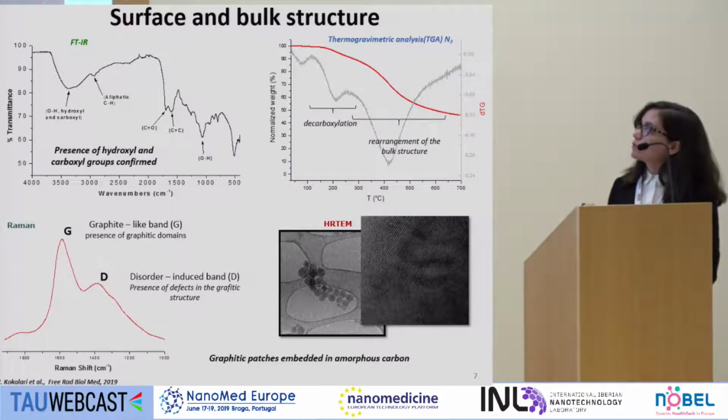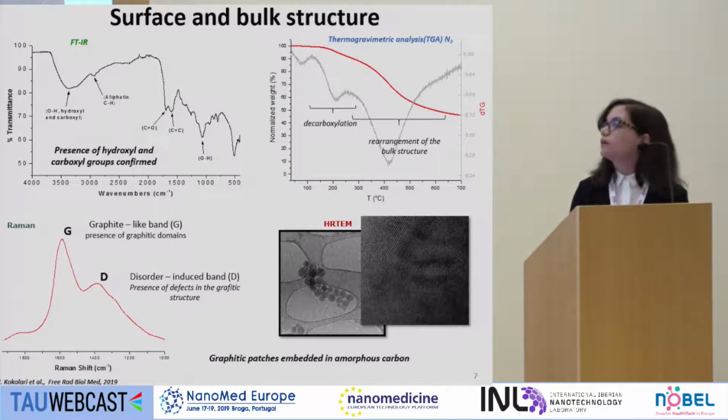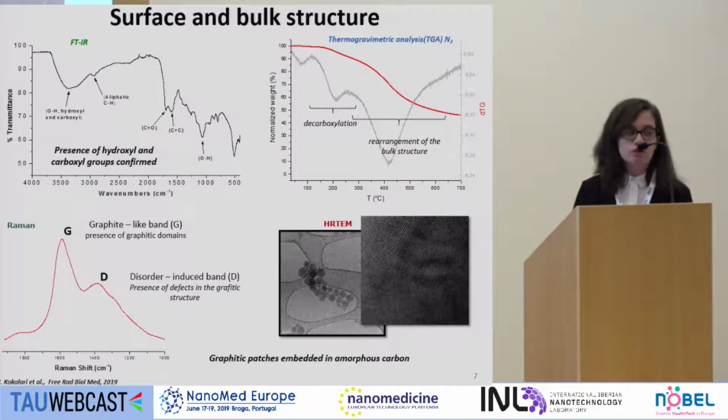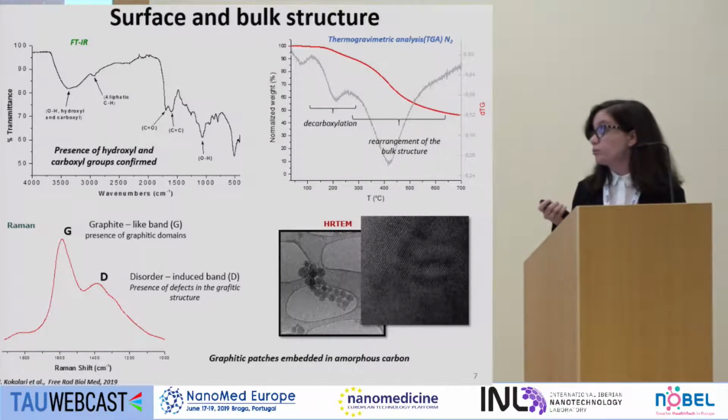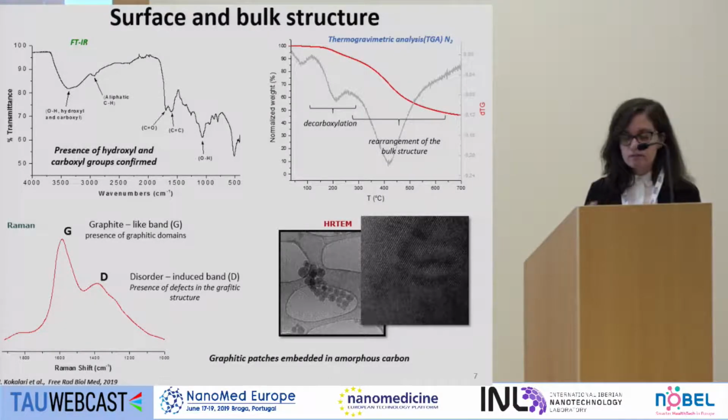The bulk was also characterized by high resolution TEM. Results confirmed the spherical shape of the nanoparticles as was observed by SEM, and also a low contrast, which is a characteristic of amorphous carbon. However, by high magnification, we were able to detect some crystalline patches embedded in this amorphous structure.